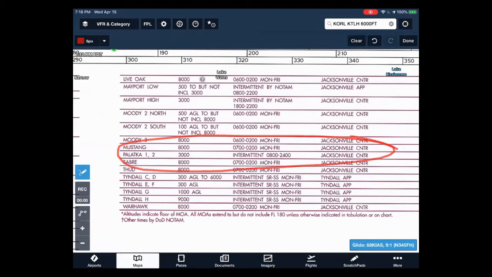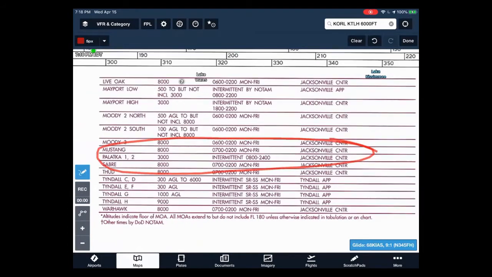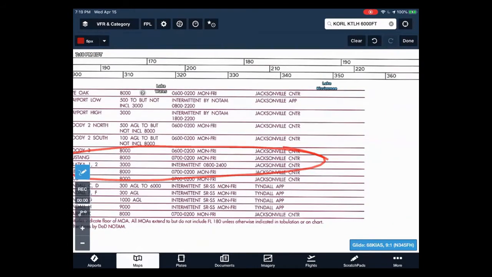Palatka, both 1 and 2 MOAs are both from 3,000 feet. Notice they don't give us an altitude for the tops, so therefore we presume that it's the highest altitude that a MOA can go to, 17,999 feet. Of course, this is again intermittent from 800 to 2,400, and the controlling agency is Jacksonville Center. What they didn't give us was a frequency to contact them by.